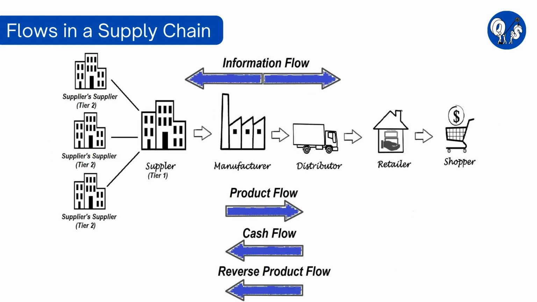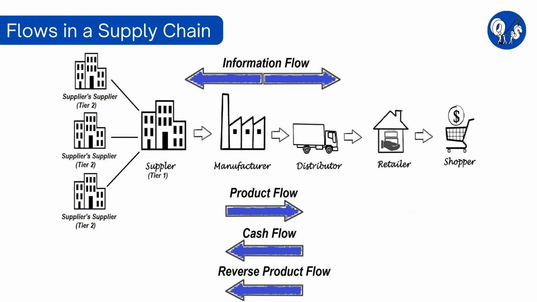Let's discuss flows in a supply chain. There are four types of flows in a supply chain. Product flow, which is a flow of materials or goods from supplier to customer. Cash flow, which is a flow of money or cash against sold products or services. Reverse product flow, which is a flow of product for the purpose of repair, remanufacturing or disposal. And the fourth one is the information flow.